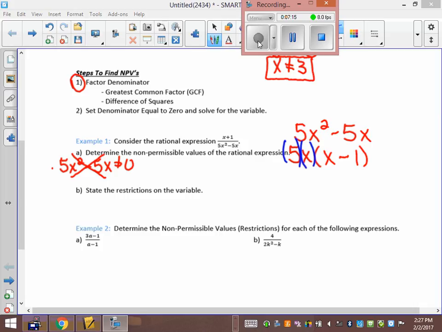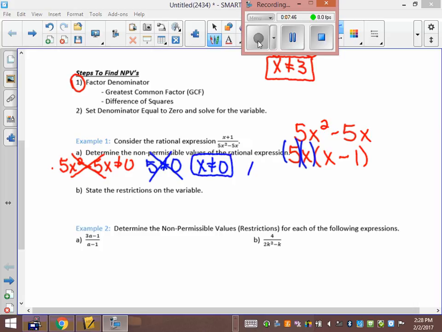So to get my non-permissible value, I'm going to find out. So 5 can't equal 0. That's true. Does that give me an NPV though? No. Only variables get me non-permissible values. 5 can't be 0. It's true. It never will be 0. It's not going to be an issue for us. So we actually don't have to state it when it's a number without a variable. Then we do the next one. X can't equal 0. That one's solved already. Sweet. Done. And then we do the third one.